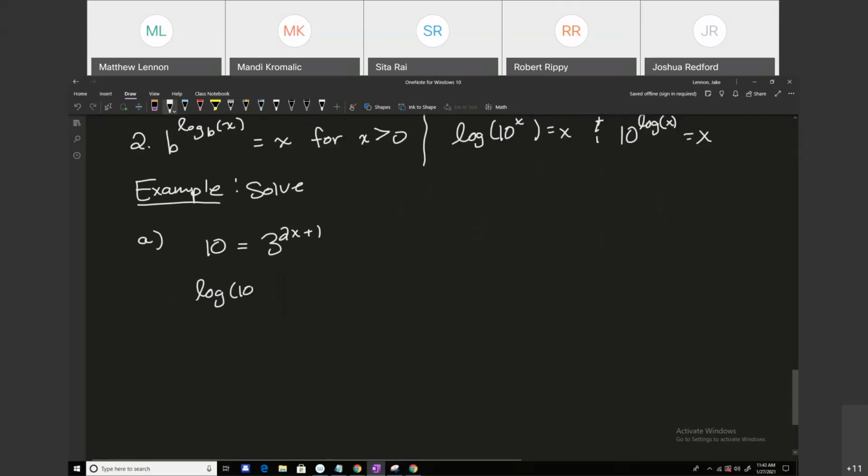So the log of 10 would equal the log of this whole right-hand side, 3 to the 2x plus 1. And, okay, on the left, we know the log of 10 would just be 1. And on the right, what we can do is take that whole exponent in parentheses and write it in front. That's by property number 3 of logarithms.